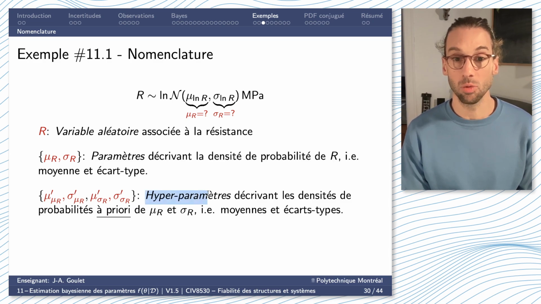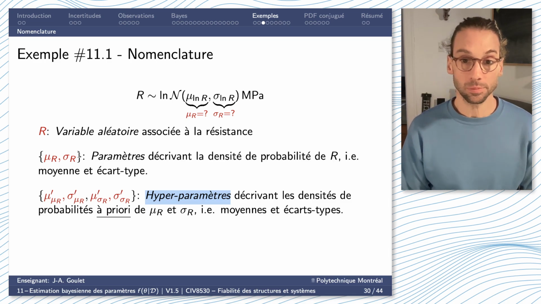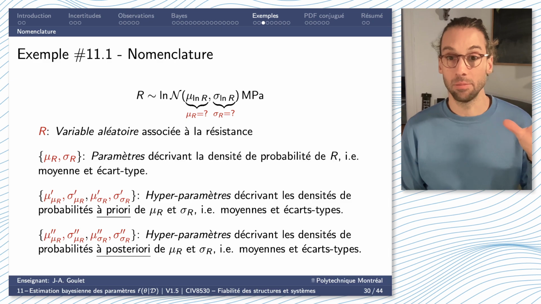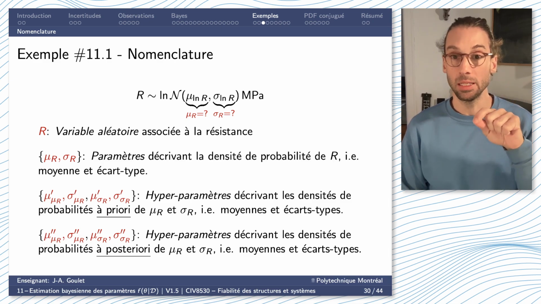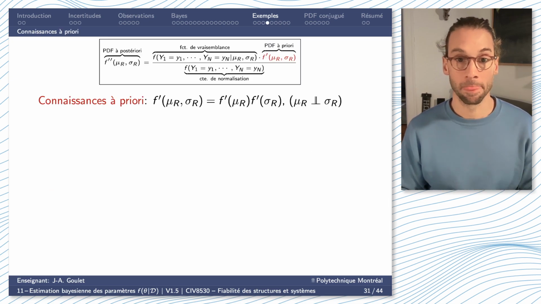These are going to be what we call hyperparameters, so parameters of my prior knowledge for the parameters mu R and sigma R. Then I can have the same thing, but with the double prime indices. These will represent my posterior hyperparameters.